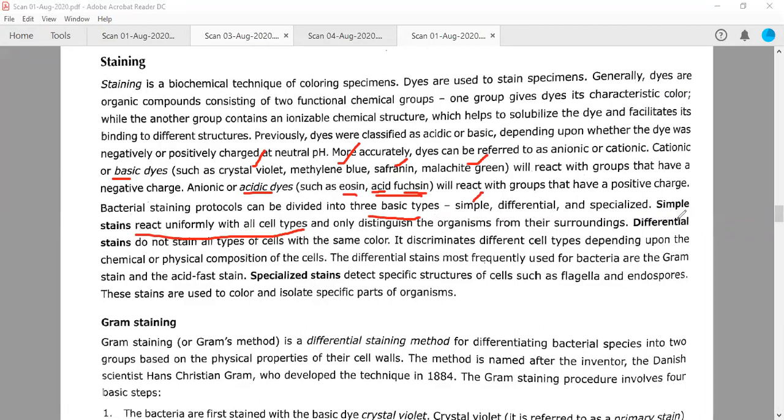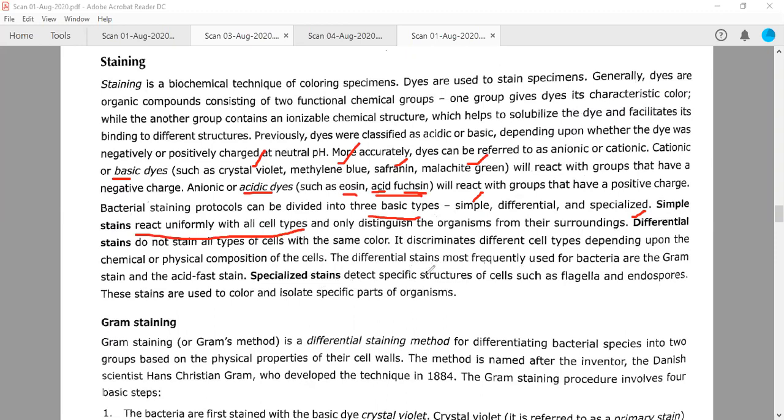Differential dyes or stains do not stain all the cells with the same color, but they are able to discriminate different cell types. For example, gram positive and gram negative, and gram stain is actually a differential stain. Not only gram stain, the acid fast stain is also a differential stain, because we are able to differentiate acid fast bacteria from non-acid fast bacteria.